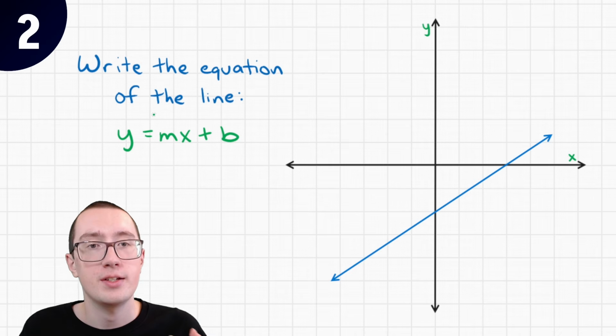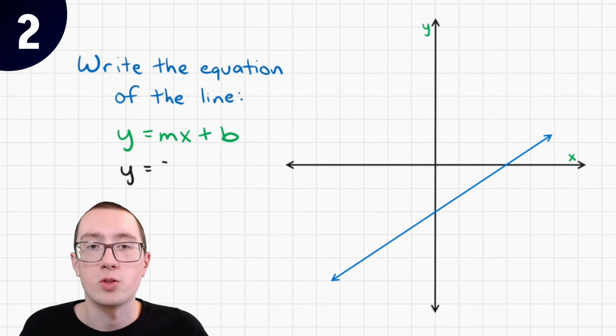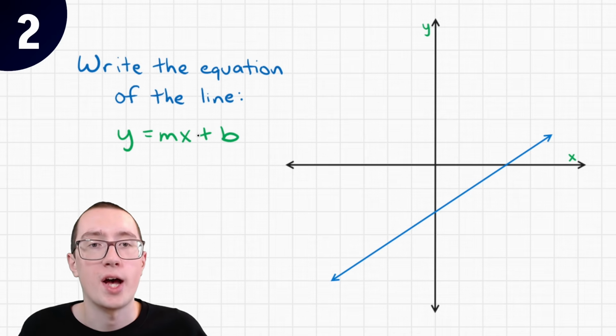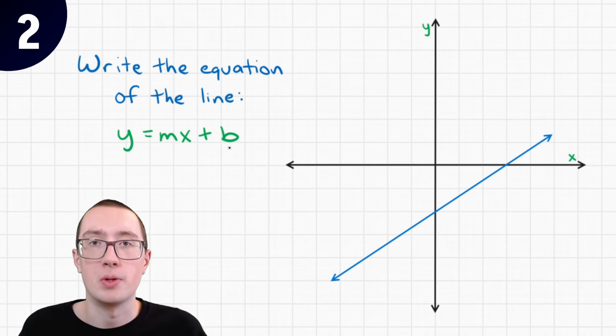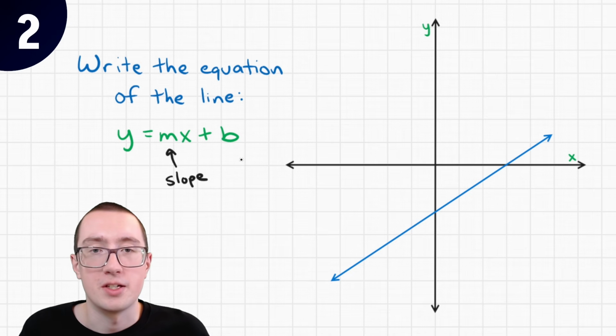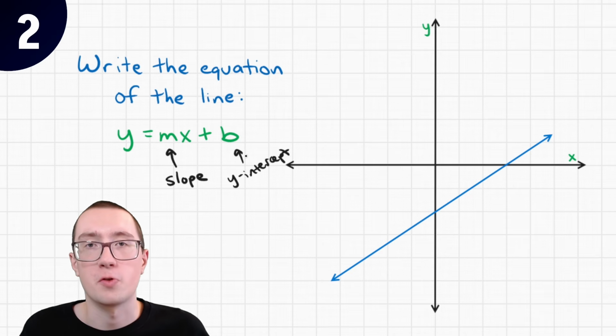Every equation of a line can be written in this way. So for example, the equation of a line could be y equals 2x plus 1. That's in y equals mx plus b. So y and x are always going to stay the same, but we need to figure out what m and b are and replace them with the right numbers. So what does m stand for? Well, m obviously stands for slope. And they didn't do much of a better job with b because b stands for y-intercept. So to figure out the equation of our line, we first have to figure out the slope and the y-intercept. So let's start by figuring out the slope.